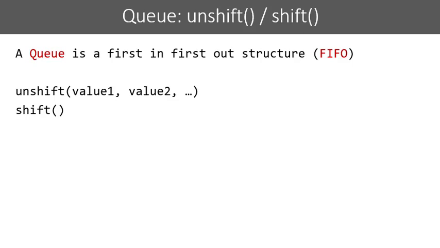It has two operations, unshift and shift. Unshift and shift work like the push and pop methods, except that these remove and add elements at the beginning of the array.